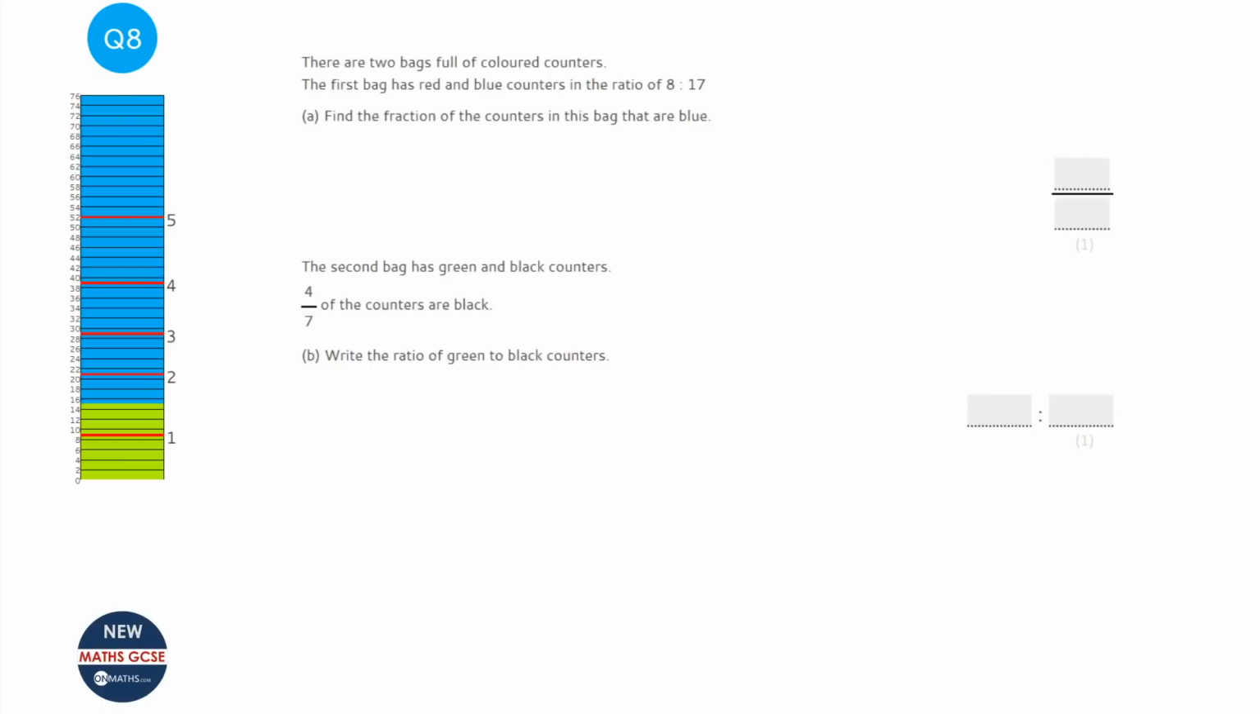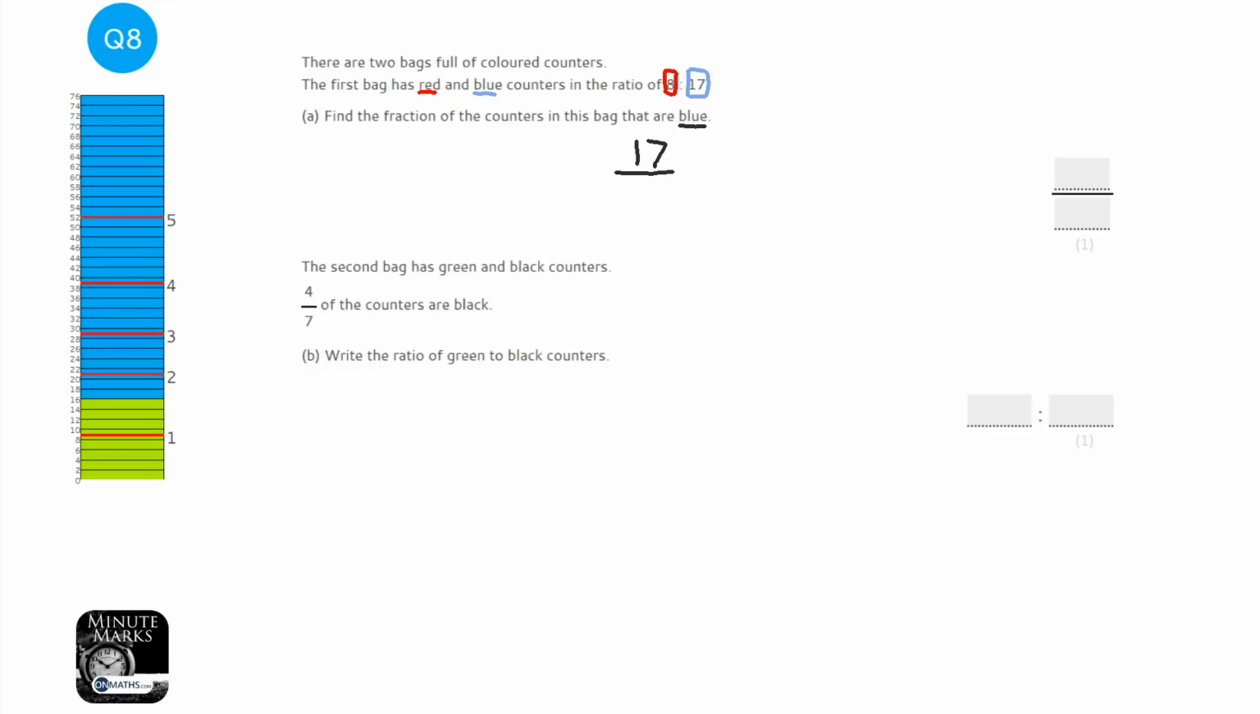It's important that we're comfortable with converting between ratios and fractions. So having a look at this question, red on the first one is 8 and blue is 17. So for every 8 red, there are 17 blue. And it's asked us for the fraction that are blue. So there are 17 blue, so 17 goes at the top of the fraction.